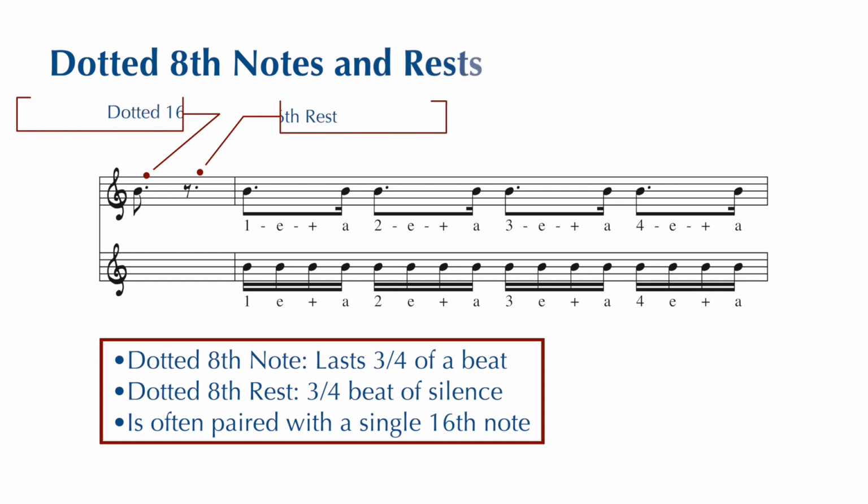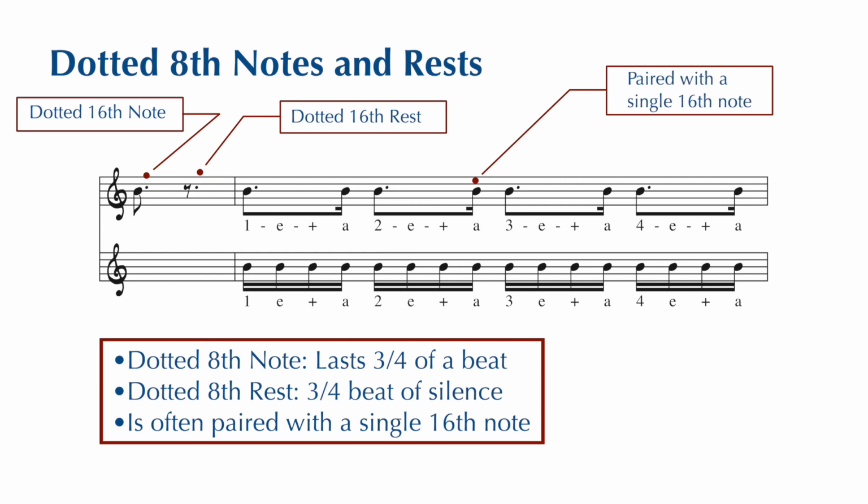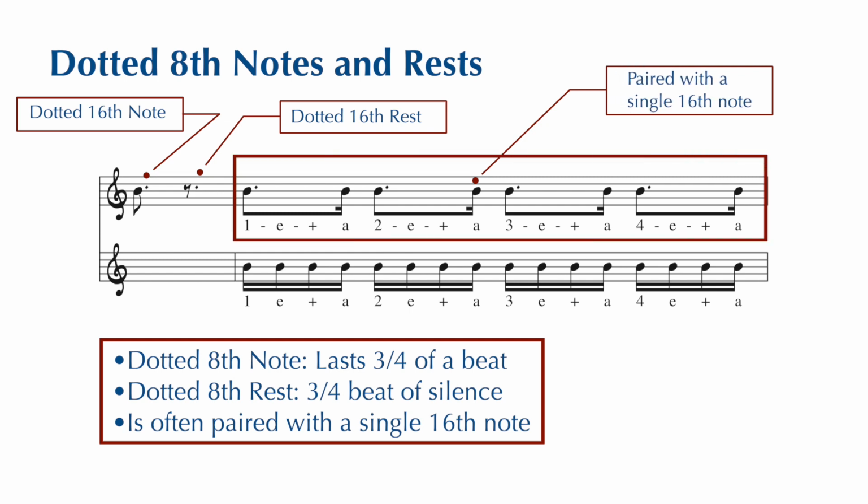A dotted eighth note lasts 3/4 of a beat, as does a dotted eighth note rest. The dotted eighth note is usually paired with a single 16th note counted like this. 1E and a 2E and a 3E and a 4E and a.